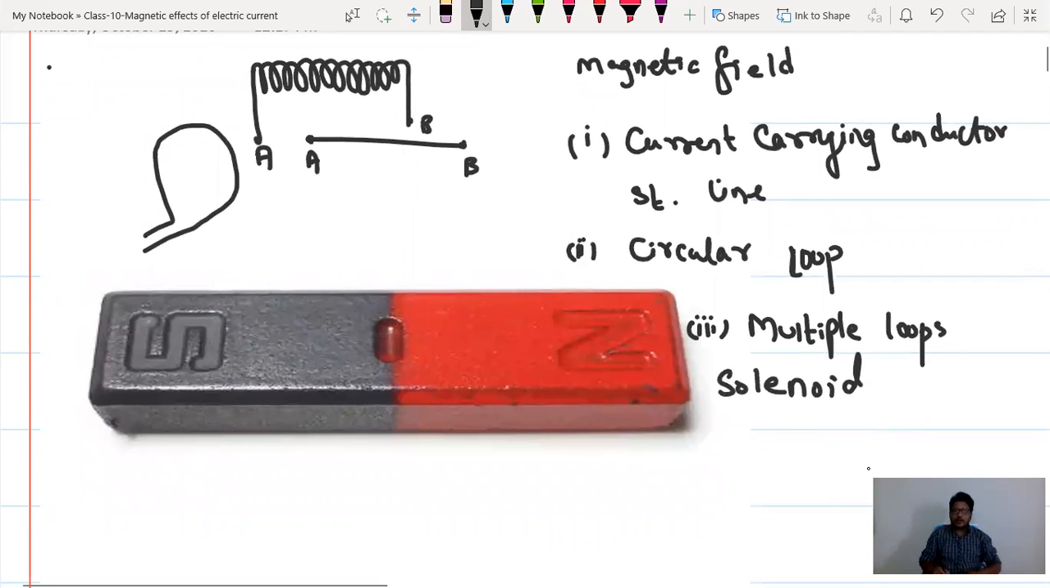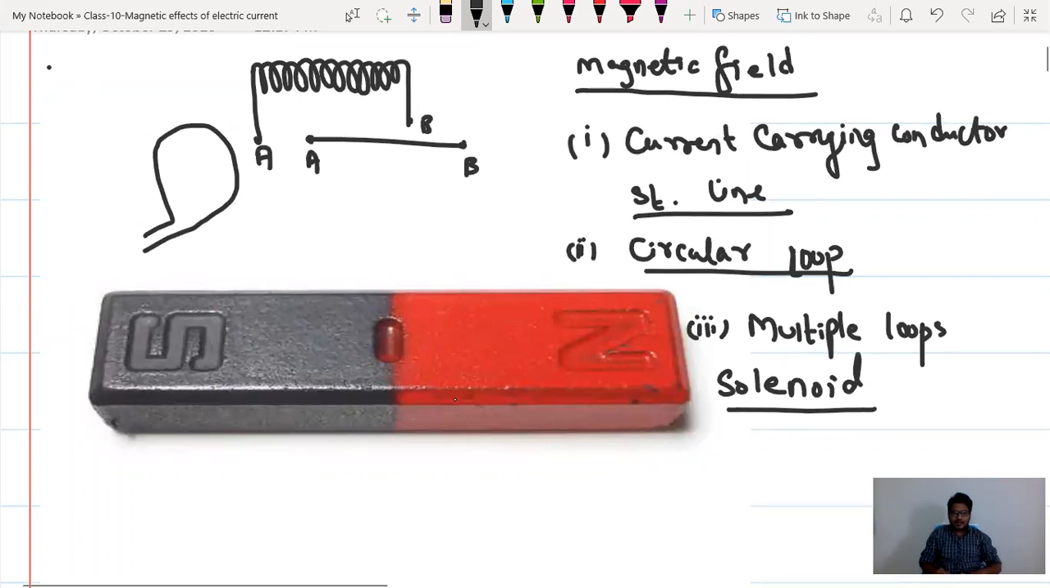In this lecture we are going to learn how a magnetic field will appear when electricity is passed through a straight wire, when electricity is passed through a circular loop, and when electricity is passed through a solenoid.